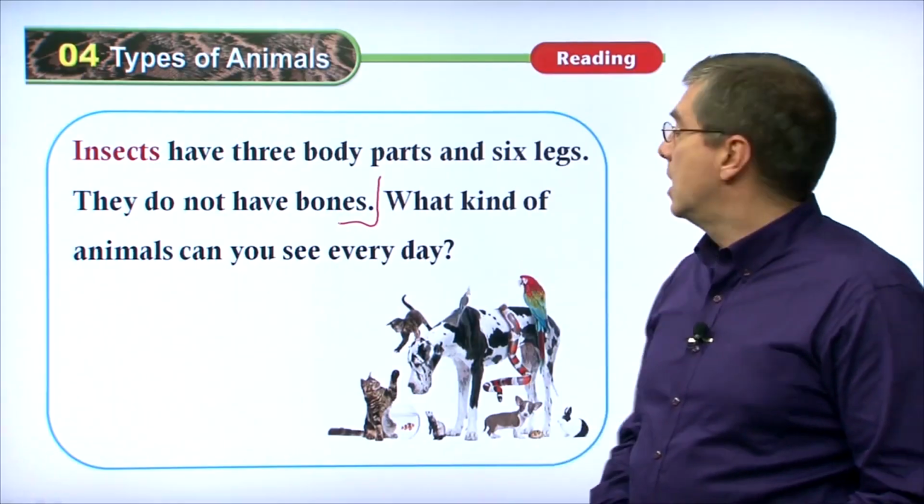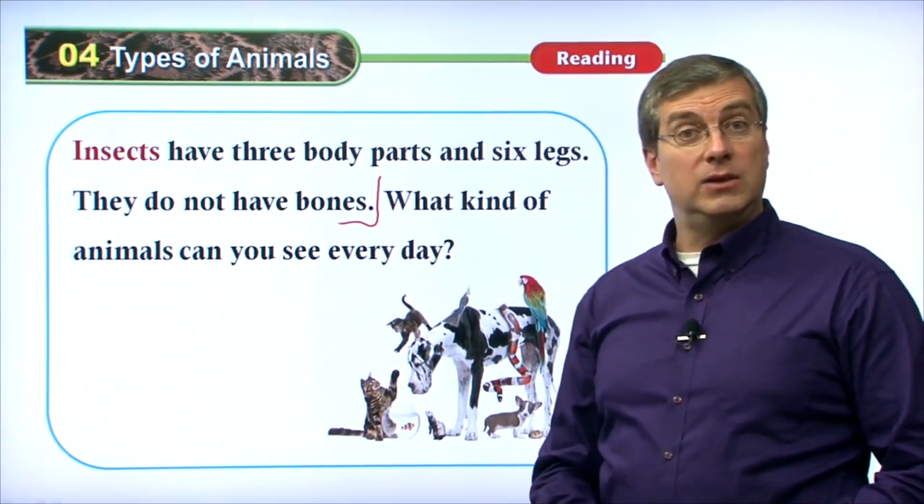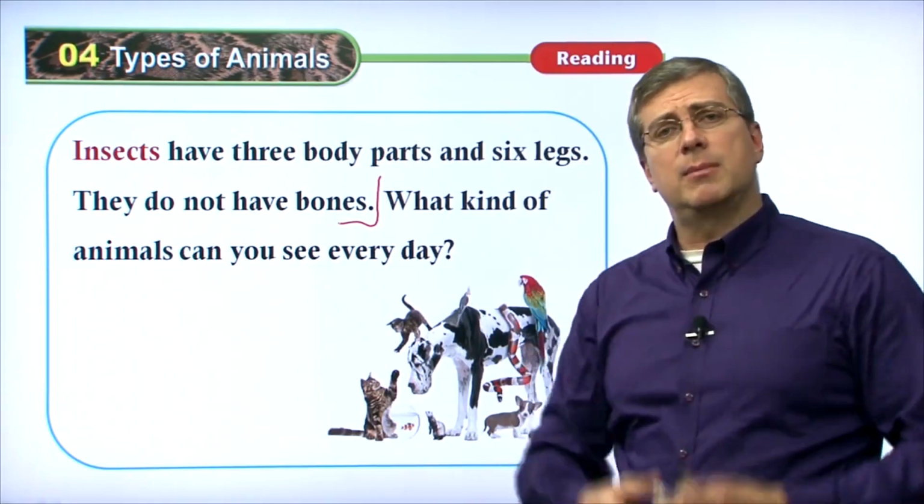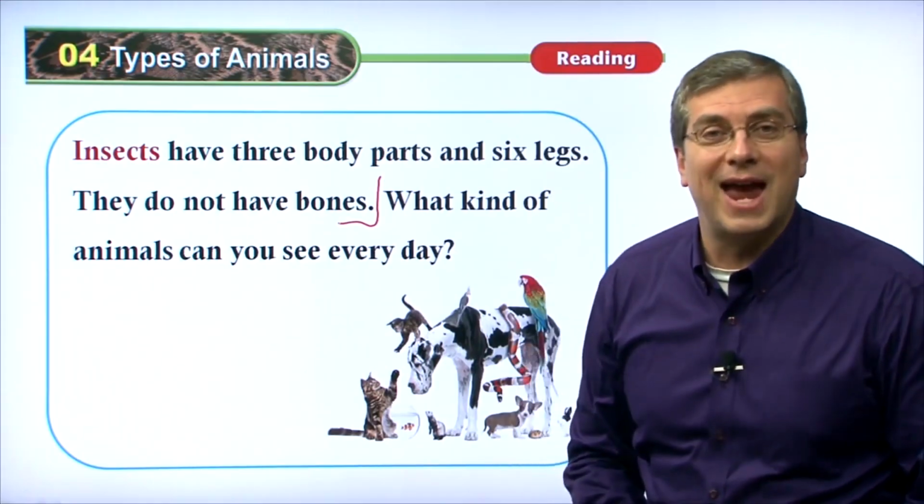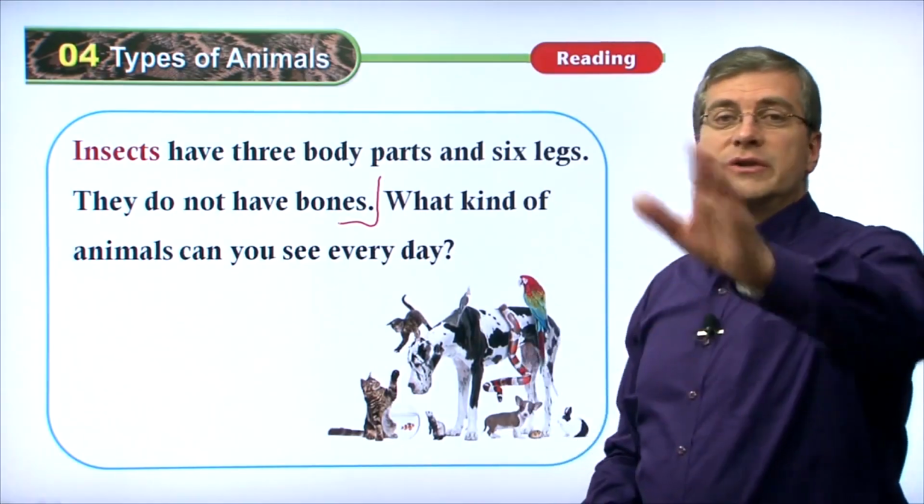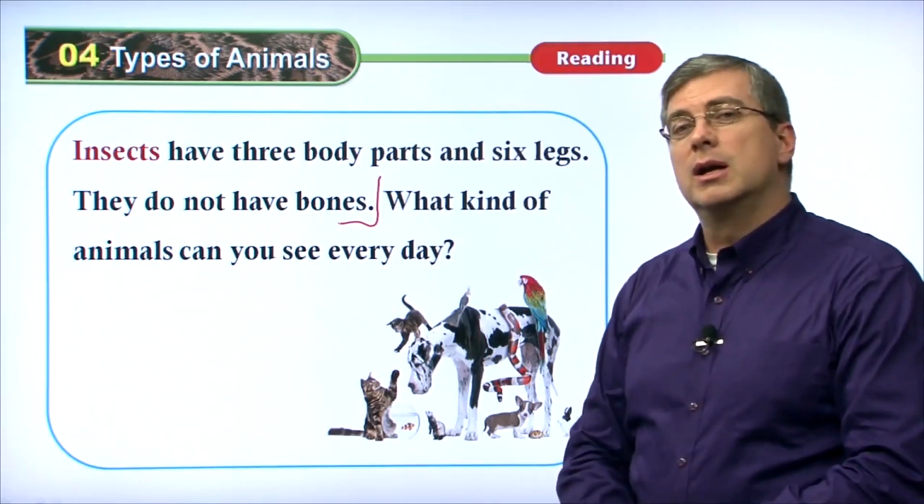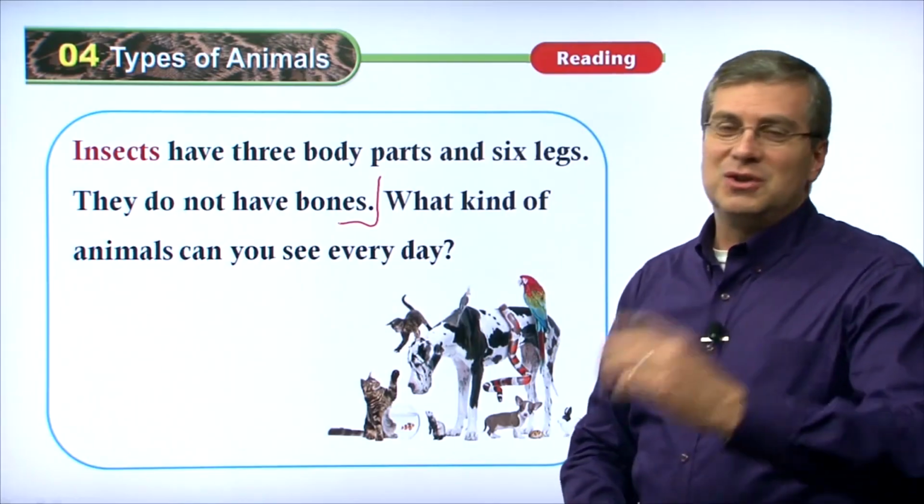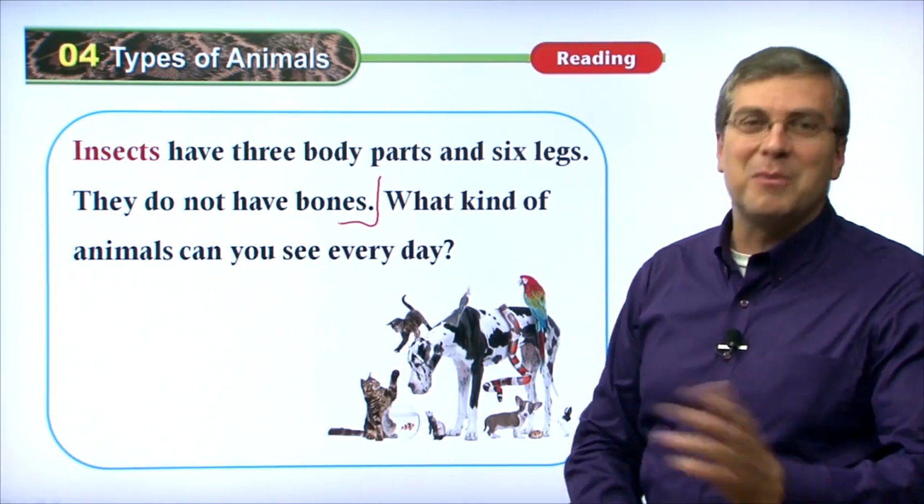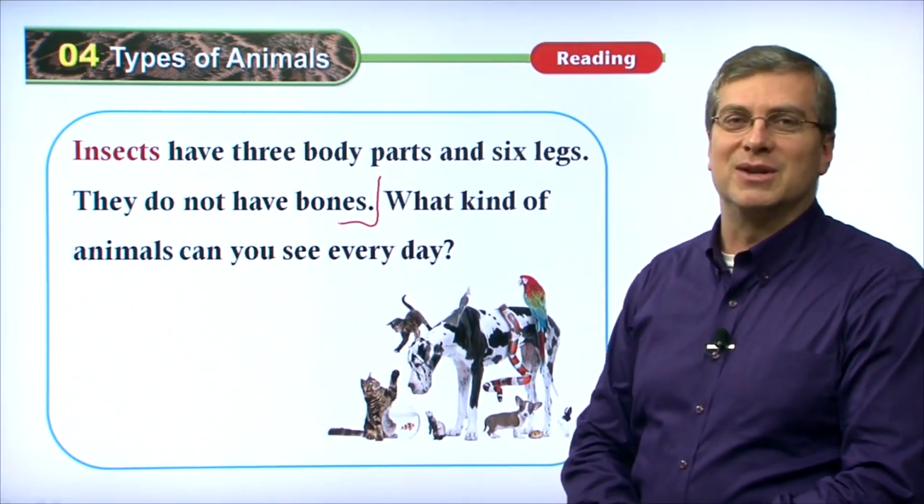We finish up with a question: what kind of animals can you see every day? So think about it. In your everyday life, what kind of animals do you see every day? I'm sure you see mammals. Maybe you have a dog or a cat at home, but I'm sure you see your other family members and they are mammals. So you definitely see mammals every day.